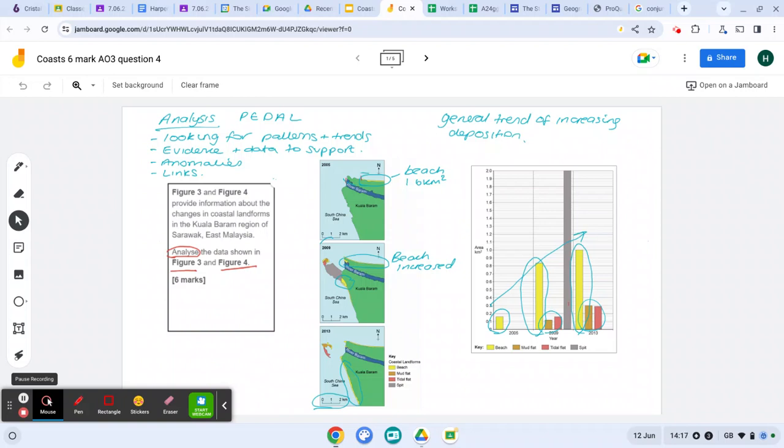We've then got this spit in 2009, which is by far the largest landform. So we can see that here on the bar graph, it's 2 kilometres squared in area. However, unlike the others, it completely disappears by 2013. So we've identified a slight anomaly here.